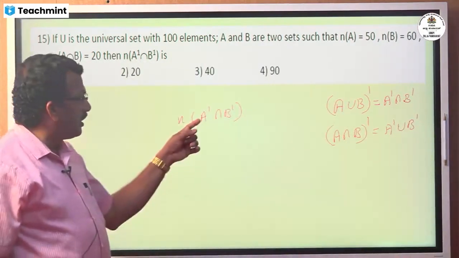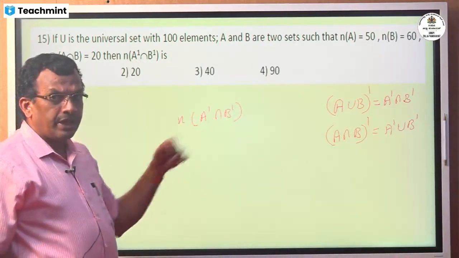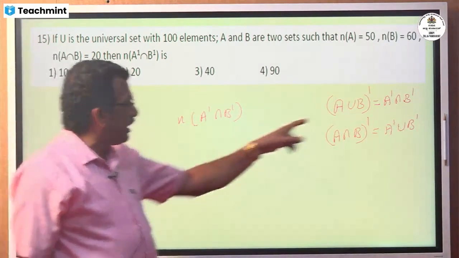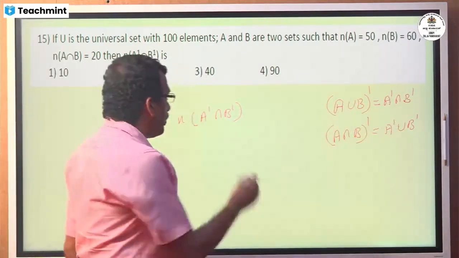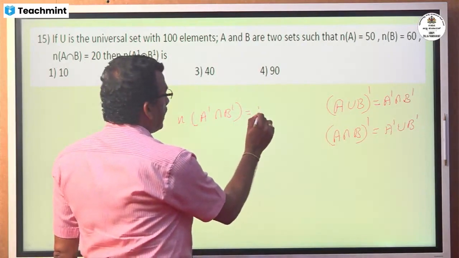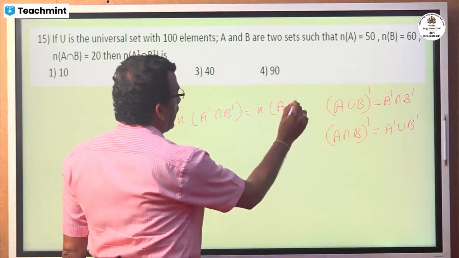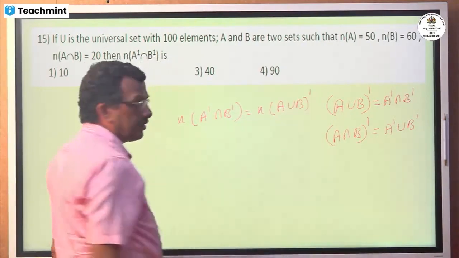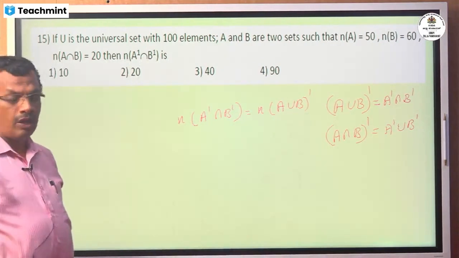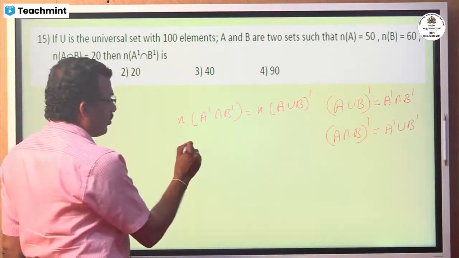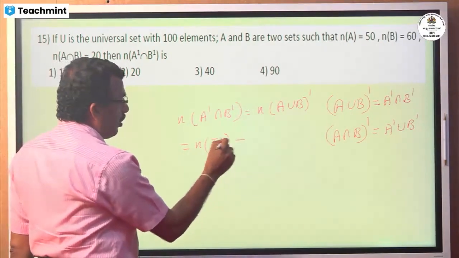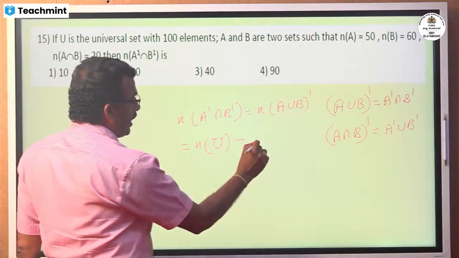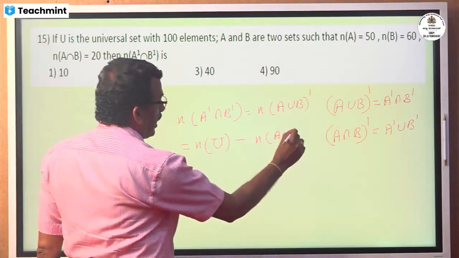Now observe here, A dash intersection B dash is asked. You know that A dash intersection B dash has a relation with this, so that I can write this one as n of A union B whole dash. What is n of A union B whole dash? As you know, n of A union B whole dash is n of U total minus n of A union B.